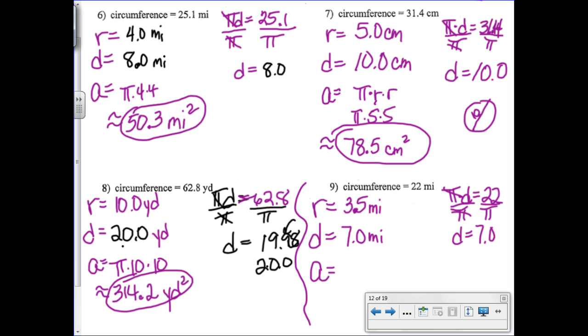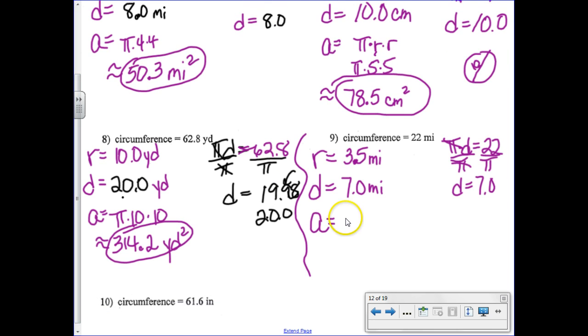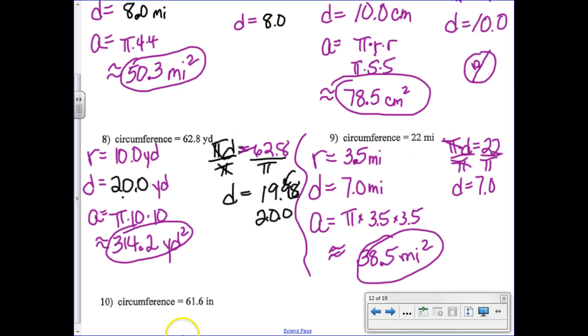Area means pi times radius squared. So we're going to take pi times 3.5 squared, or 3.5 times 3.5. At this point, I would definitely say, thank you, guy that invented the calculator. Here we go, because that's a whole lot of decimals. This, and we're going to round this to the tenths place, is approximately 38.5, and since it's area, this is going to be square miles, 38.5 square miles.